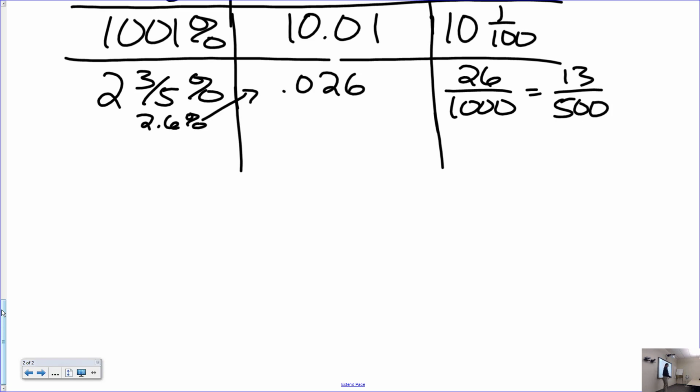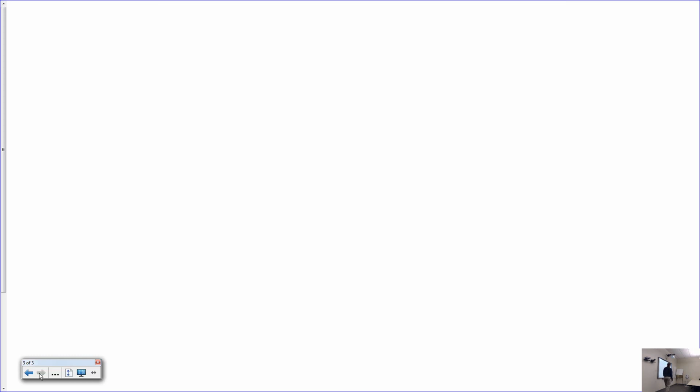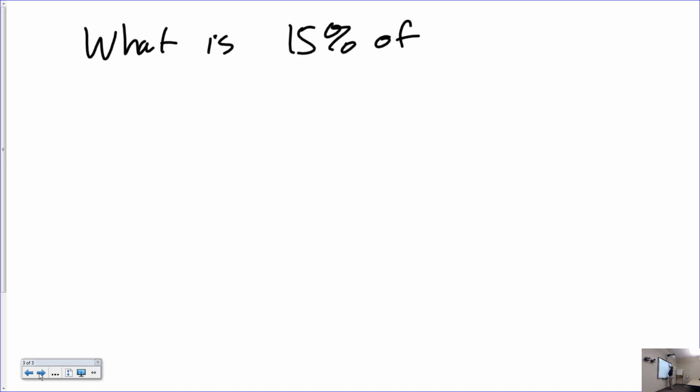Okay, so you ready for the next word problem that you're going to get? Okay, so here is the sample of the next word problem you will get on the test after that table. We'll start with the simple one, all right? Like I said, keep it simple. How about 15% of, say, 80?